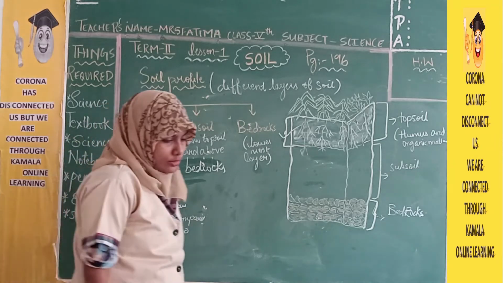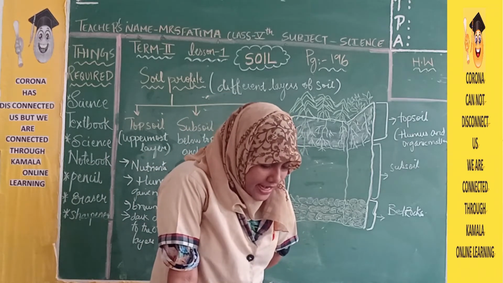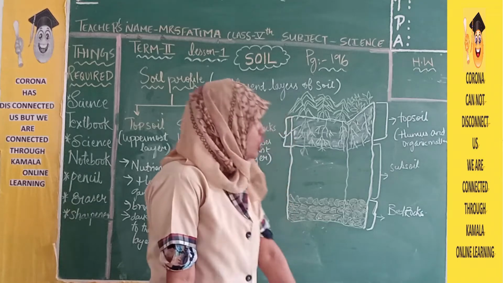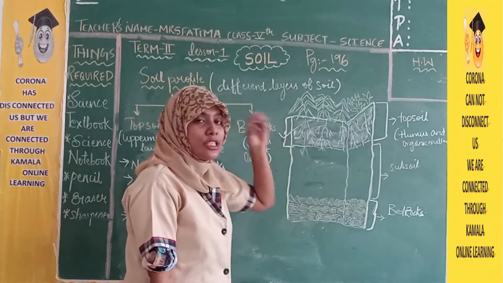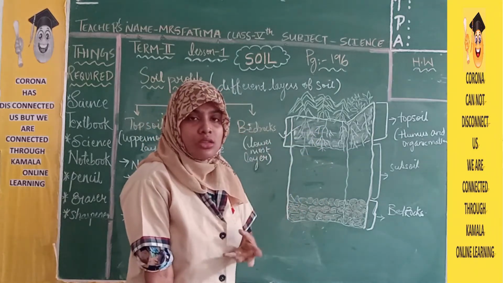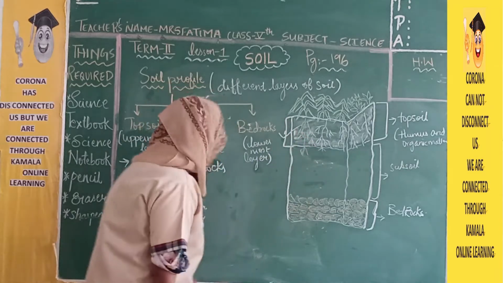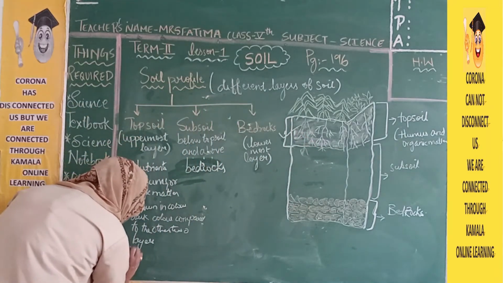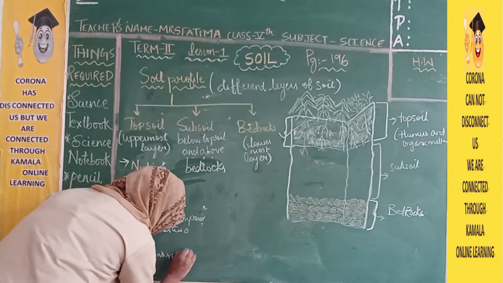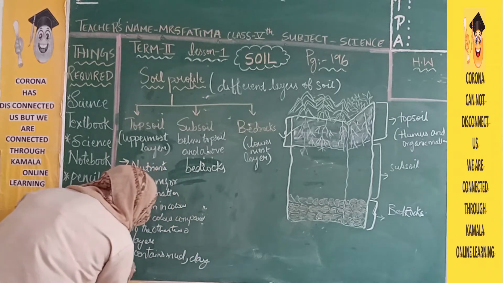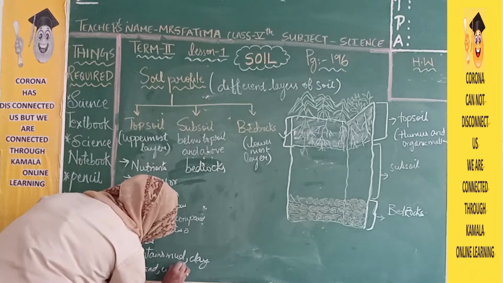It contains fine materials such as sand, clay, mud, air and water. So what does this layer contain, children? This layer has sand also, mud also, clay also, water and also air. What does the top layer contain, children? Mud, clay, air, sand and water.